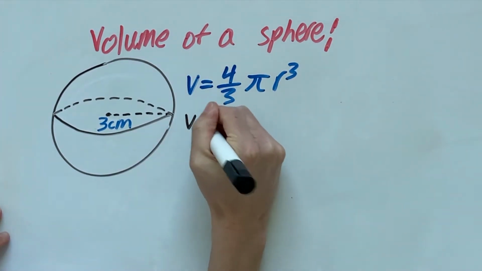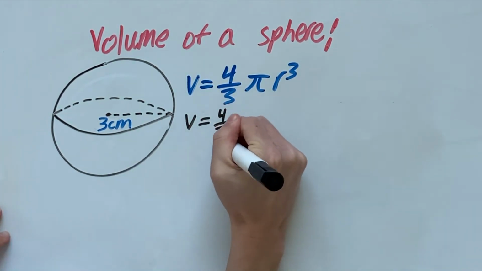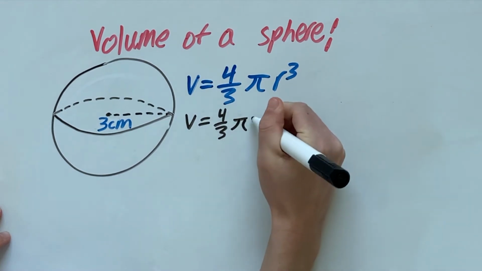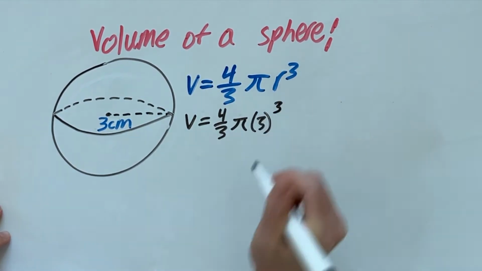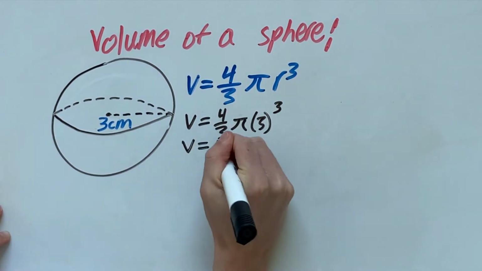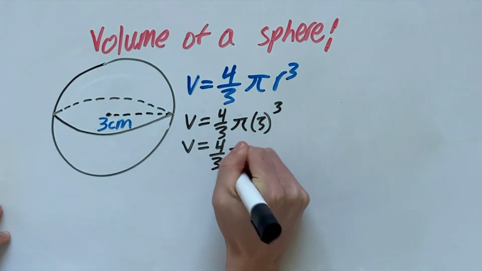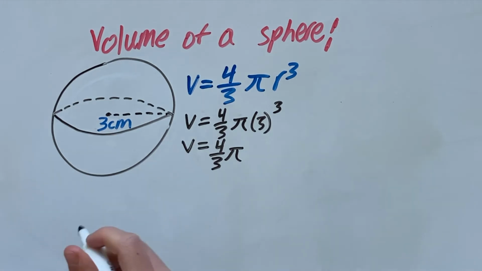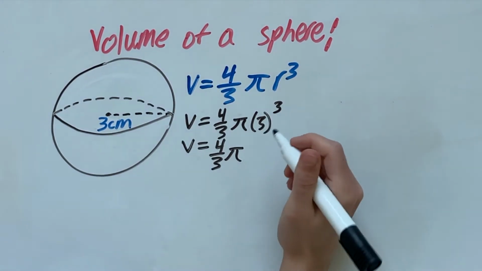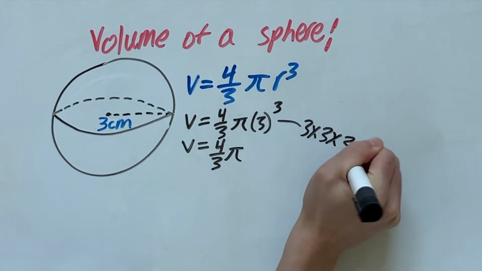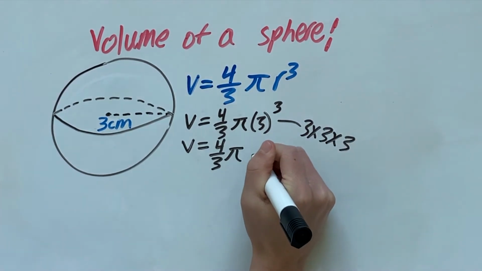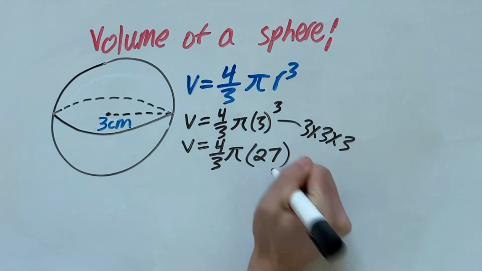So we have volume equals 4 over 3 pi radius, so r is 3 cubed. Next up, we know that 3 cubed is 27 because 3 cubed is 3 times 3 times 3, which goes out to be 27.